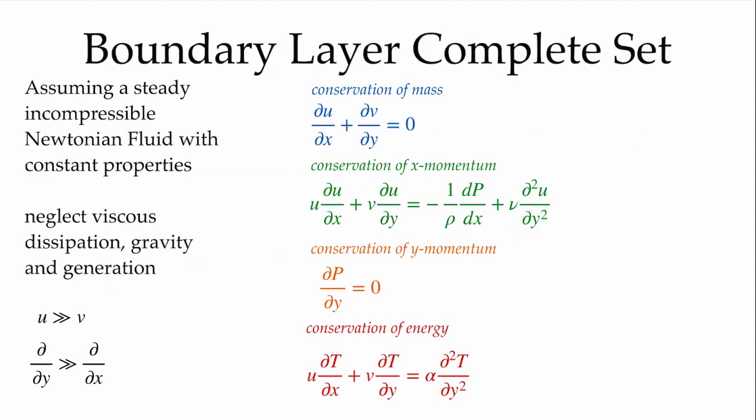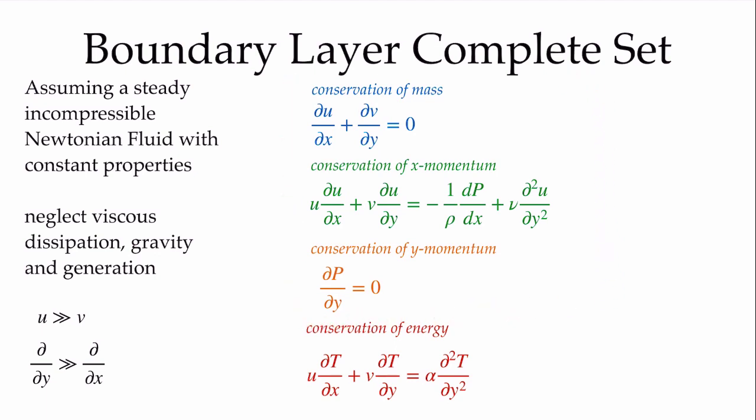So the complete set of our equations is listed here with all of our assumptions, including the boundary layer assumptions. And again, we have the situation where we have four unknown variables, u, v, p, and T, and we have four equations, so we can in principle solve this set of equations. It is a much simpler set of equations to solve, and I should also point out that we can solve the first three equations on their own.